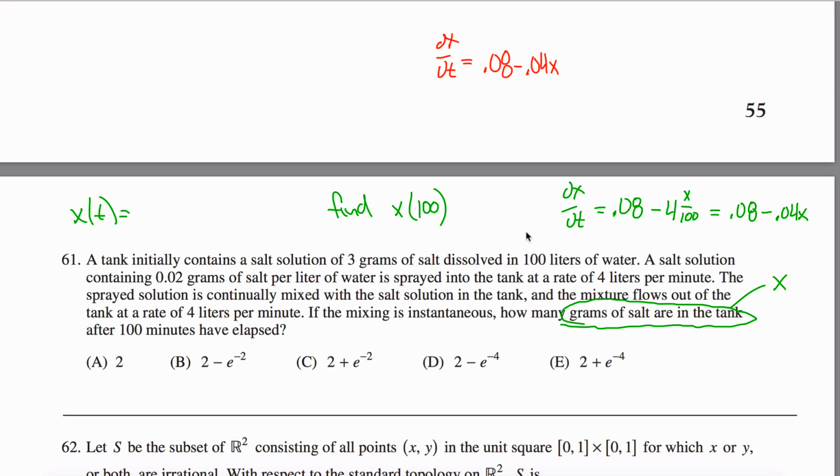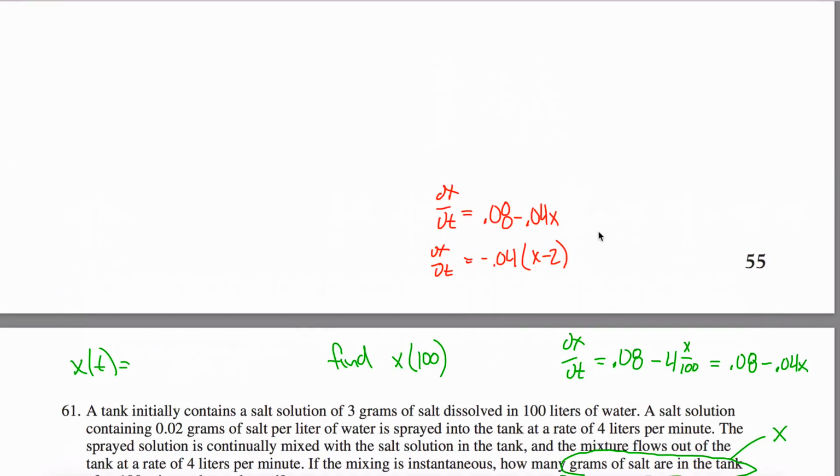The easiest way to do this is separation of variables, or at least one way to do it. If I factor out a negative 0.04, then that will leave me with x minus 2 over here. And that will allow me to get all the x terms on the left side of the equation and all the t terms on the right side. I can say that dx divided by x minus 2 is equal to negative 0.04 dt. And I wish I didn't have these dx's and dt's in there. I'm essentially treating this like a fraction, multiplying the dt over to this side of the equation.